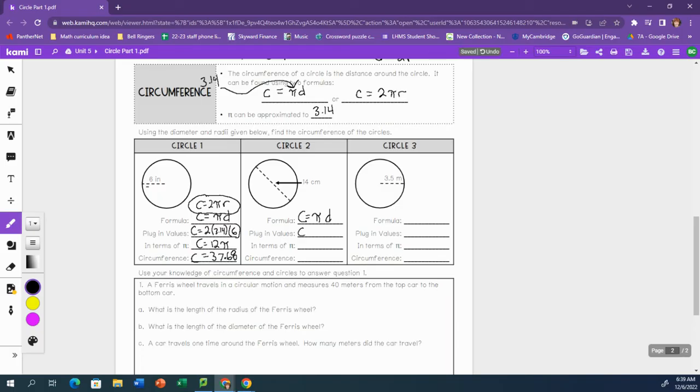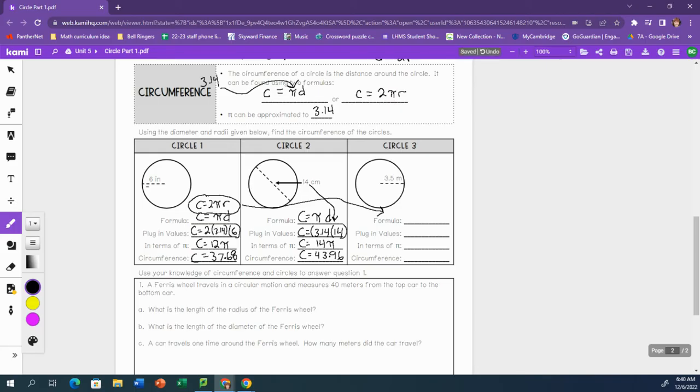So we'll just fill that in. C equals 3.14 times 14. See how my diameter is 14? We're just plugging it in. See, the diameter, it's 14. So in terms of pi, we would just say C equals 14 pi. But if you're going to plug in 3.14 for pi, if it tells you to do that, then it would be C equals 43.96. Okay?